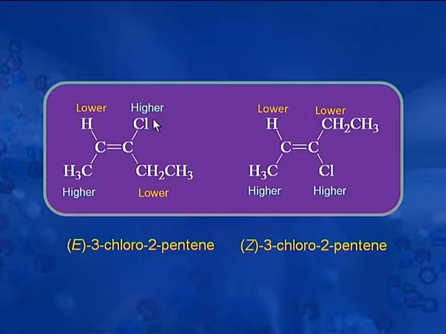So, in this particular isomer again we find the groups getting the higher priority are across. So, it is assigned E configuration, whereas the other isomer, the groups getting the higher priority, that is methyl and chlorine, they are on the same side. So, this isomer is assigned the Z configuration.